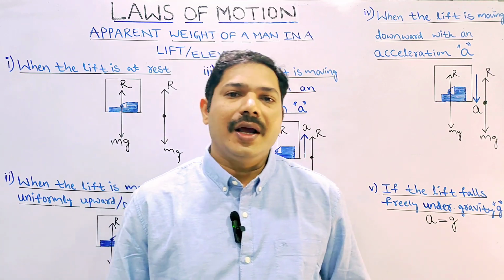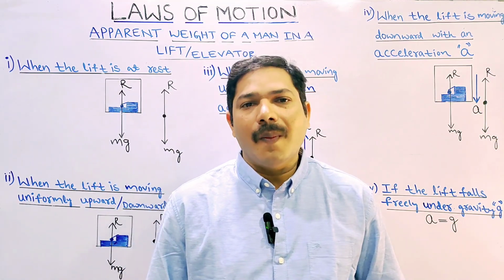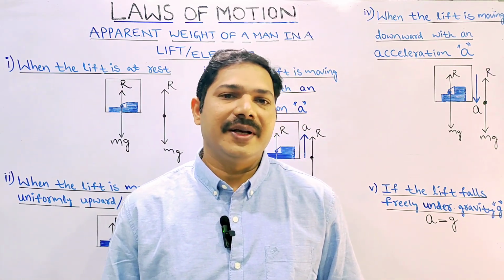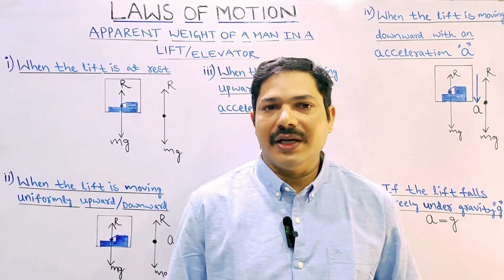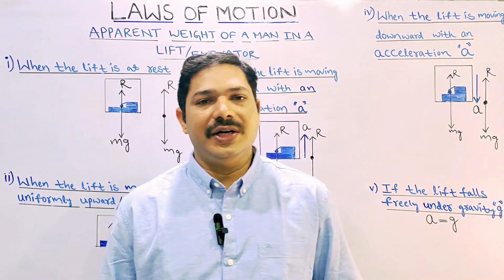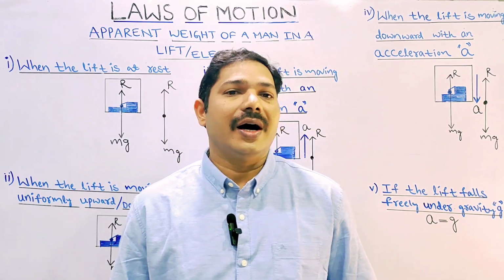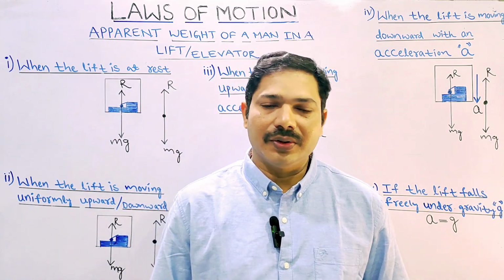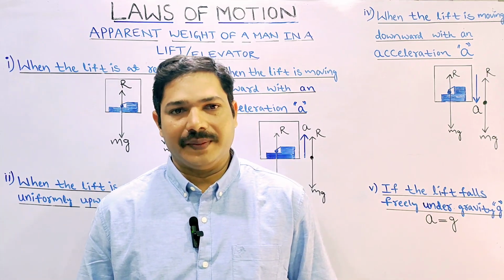So in part 2, we discussed in detail the motion of bodies in contact and connected by string, along with numericals and neat diagrams. If anybody missed this, I have given the part 2 link in the description, so you can go through that, and then only you can understand this topic.